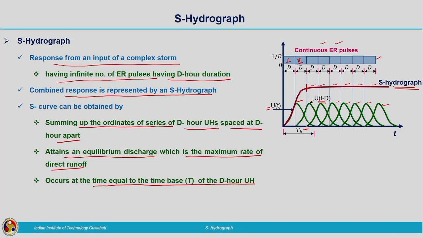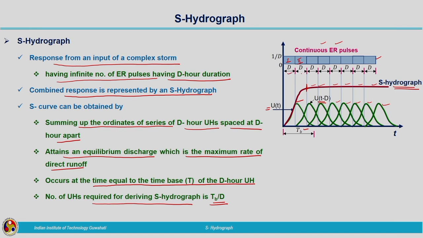So, how much will that be? The number of unit hydrographs required for deriving the S hydrograph is TB by D. TB is the time base of the unit hydrograph and D is the duration of the unit hydrograph considered. D is the duration of the effective pulses considered. The effective rainfall duration is D.